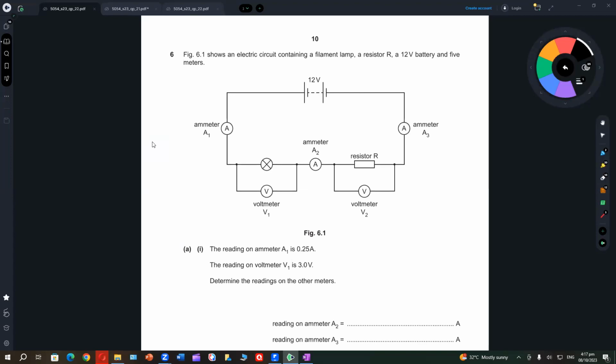In series, current is the same. So all meters, ammeter will take the same reading. If this is reading 0.25, it will be reading the same. In series, voltage is divided. Total voltage is 12 volt. It is taking up 3 volt. So it will take 12 minus 3, that is 9 volt. So see the working of the first part and fill the box.